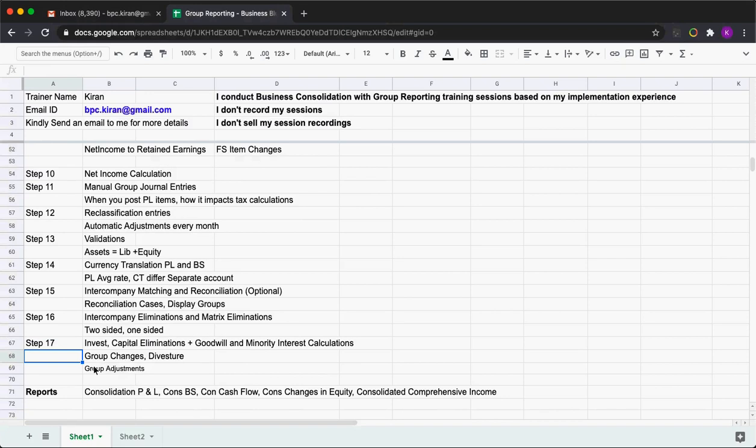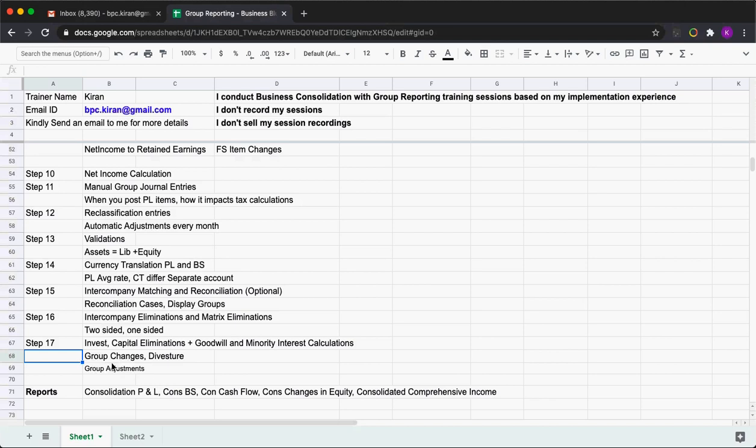If you want to post, for example, when I want to calculate the goodwill, I have to take my investment in the subsidiary, I have to take my share capital, whatever is the percentage of investment. Based on the difference becomes the goodwill. So how the system is going to do this type of calculation, you have to add it in this particular area, consolidation of investments.